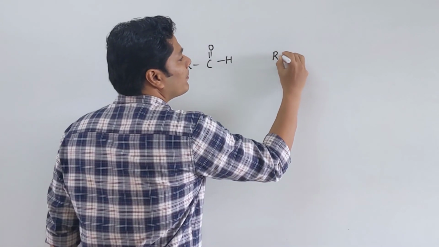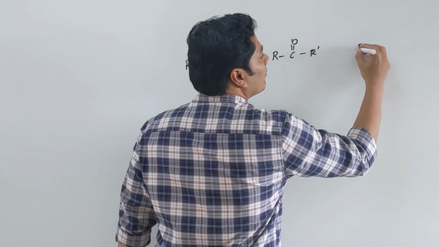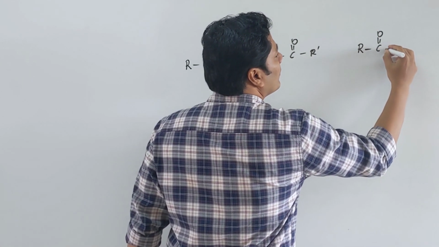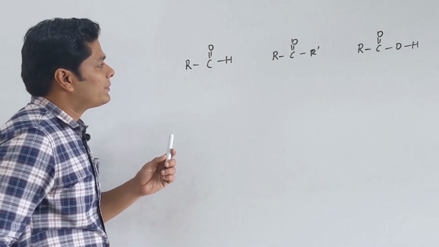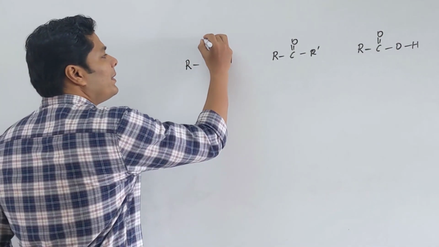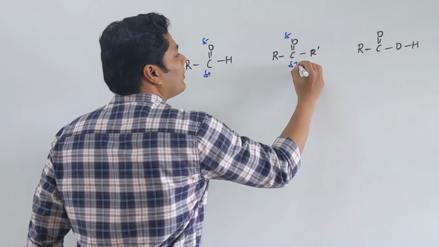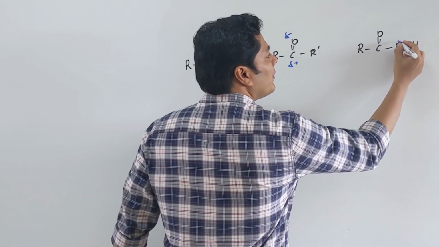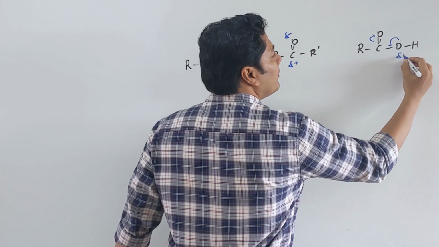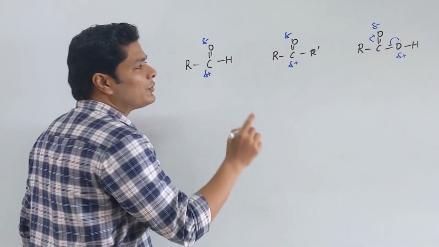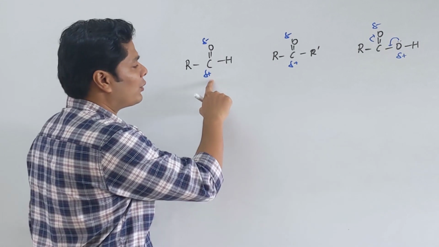aldehyde, ketone, and an acid. Now, when it comes to this, we know from before that this can be delta minus, delta plus, delta minus, delta plus. Here what happens is, this can donate here, this can take. So, this can become delta plus, delta minus. So, at no point in time, the carbon in the acid group is going to be electrophilic like these two.